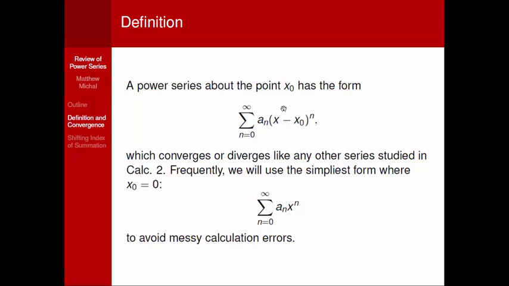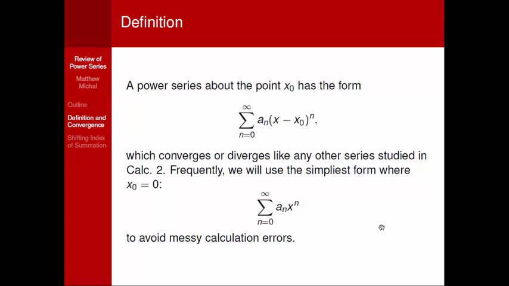Based on how far away I am, it affects a certain coefficient a sub n, and we see what this solution may look like. And we can have the same tests that we deal with in Calc 2, whether they converge or whether they diverge. And so these basic types work just like any other series. But frequently we're going to be using the simplest form, a sub n x to the n, simply because we avoid these messy calculations.